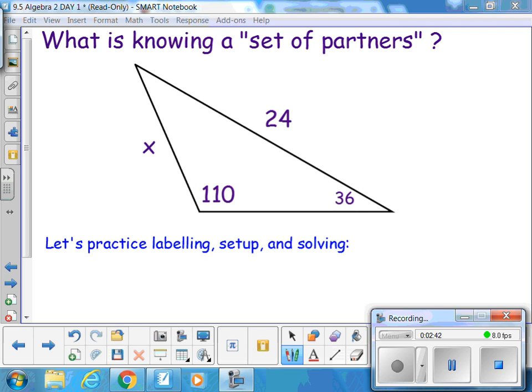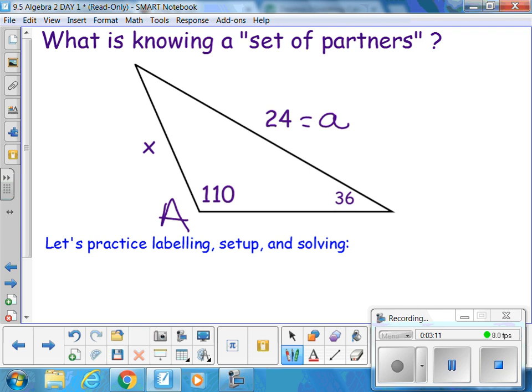This is our next triangle. You can go ahead and sketch it on your paper. We're going to talk about what it is knowing a complete set of partners, because you'll hear me ask that question a lot over the next week: do we know a complete set of partners? So knowing a complete set of partners is knowing an angle measurement and also knowing its opposite corresponding side. I'll label it large A, and I'll label the side small a. You easily could have labeled it large B and small b. You just have to use the same letter for corresponding angles and sides.